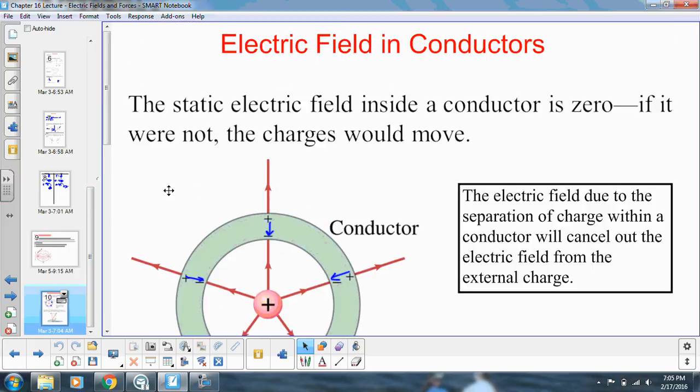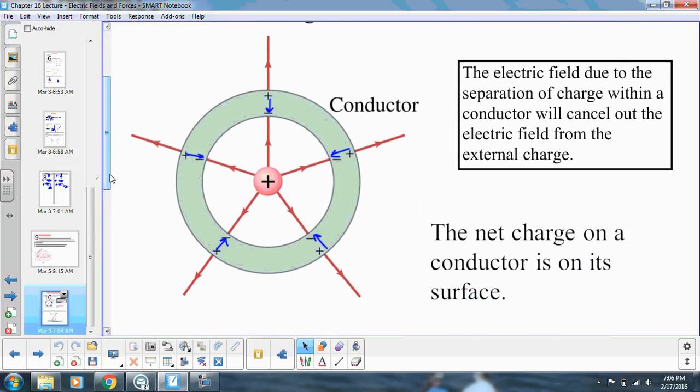Let's talk about electric field and the conductors. This is kind of challenging. So the static electric field inside a conductor is 0. If it were not, then the charges would move until it is. So let's talk about this.